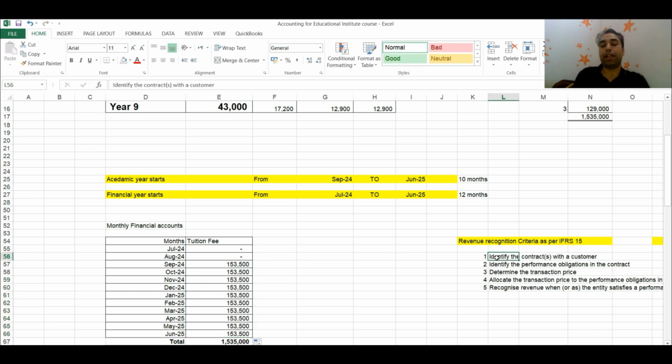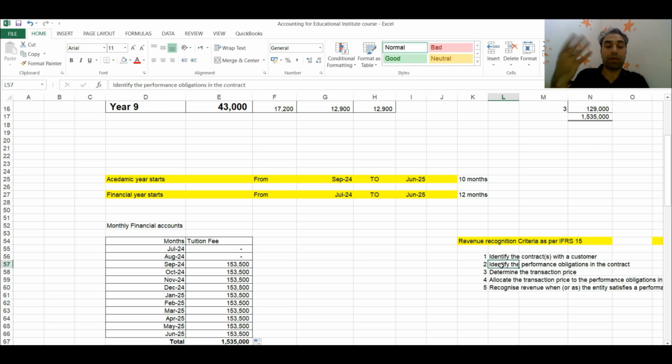Number 1, identify the contract with the customer. It may be oral or it may be in writing. So contract with your customer means, in this case, your parent or student. You have some written agreement that the session will start from the month of September to June.